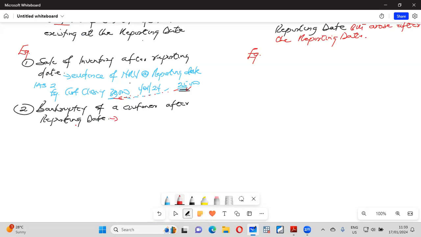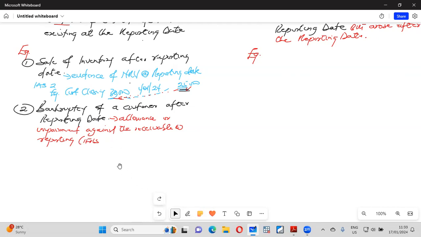What happens is that there has to be an allowance against the receivable, what we used to call bad debt, or here we call impairment, at the reporting date. And later on, you learn this under IFRS 9, impairment of financial assets. All right, so basically, that is that.